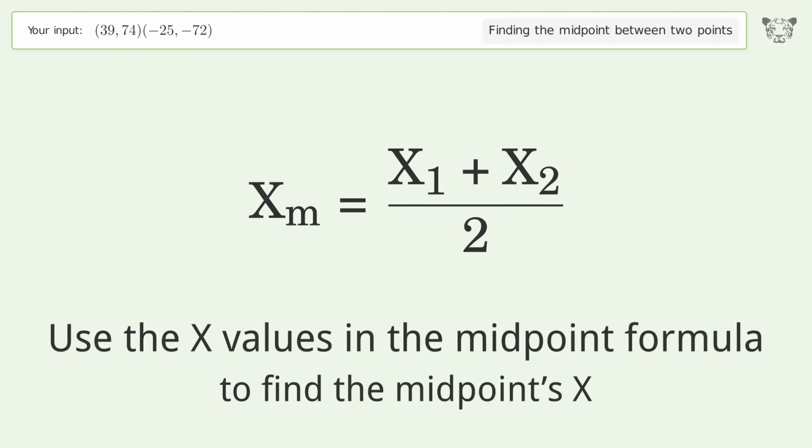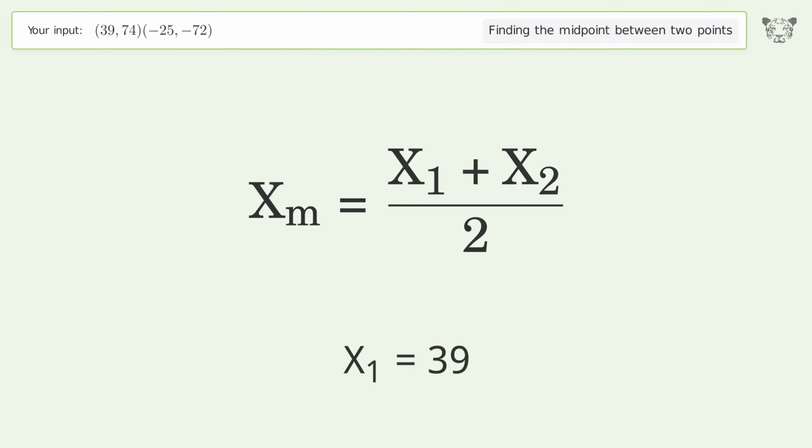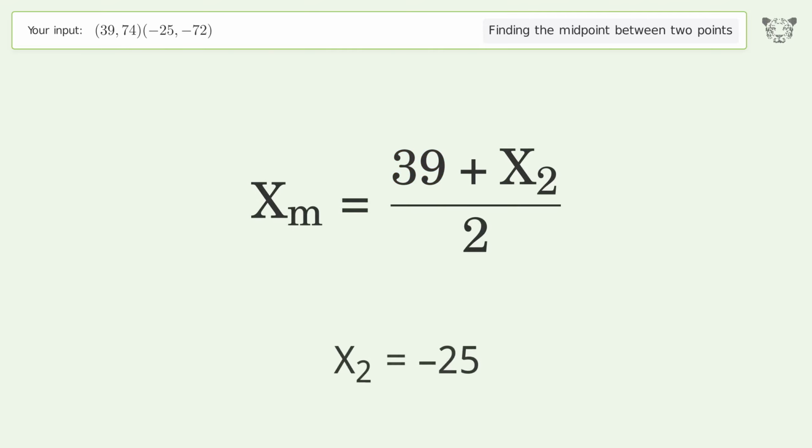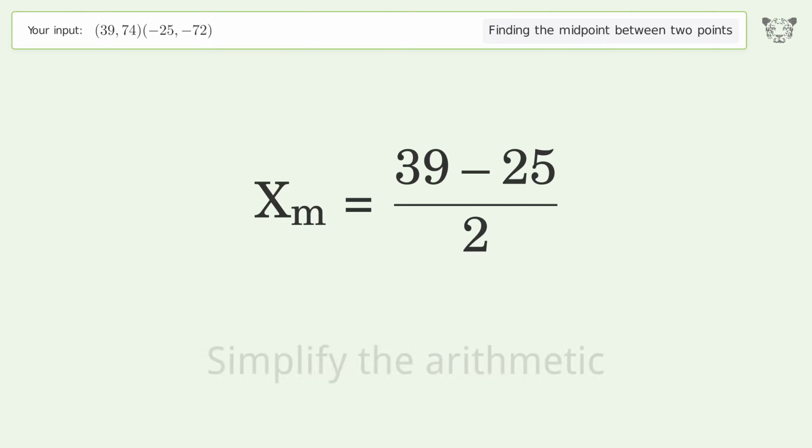Use the x values in the midpoint formula to find the midpoint's x. x1 equals 39. x2 equals negative 25. Simplify the arithmetic.